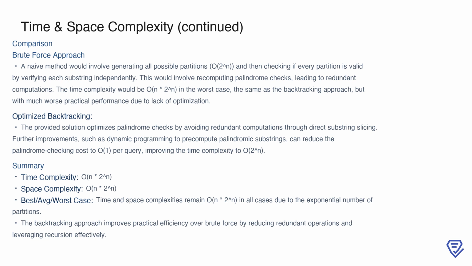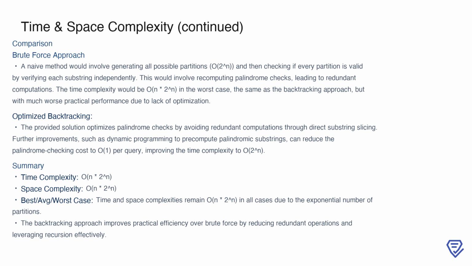A naive approach would generate all possible partitions, which involves 2^n combinations, and then independently verify if each substring is a palindrome. This leads to redundant computations for palindrome checks, as the same substrings are repeatedly verified. While the time complexity is still O(n * 2^n) in the worst case, the lack of optimization makes the brute force approach much less efficient in practice. By contrast, the backtracking solution avoids this redundancy by directly slicing substrings during the recursion process.